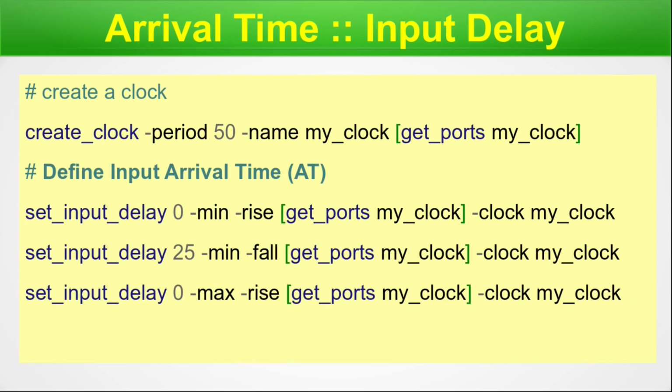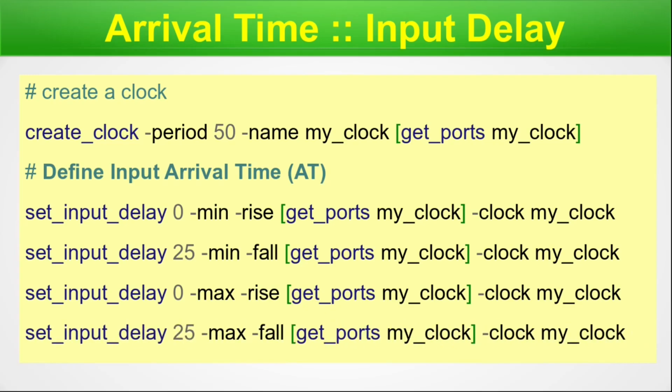Set input delay 0 max, that is rise. This is for rise transition. Get ports my clock, and the clock name is my clock. Again, we have set input delay 25 max for fall, and get ports, all the ports of my clock, and the clock name is my clock.